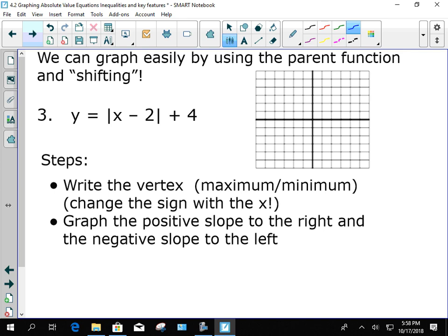Here's what you need to remember. Write the vertex, that's the dot, maximum or minimum. Change the sign with the x. Graph the positive slope to the right, the negative slope to the left. We'll explain that later. Don't worry about it. Here's what you need to remember.